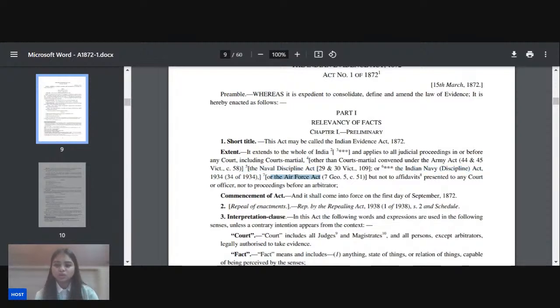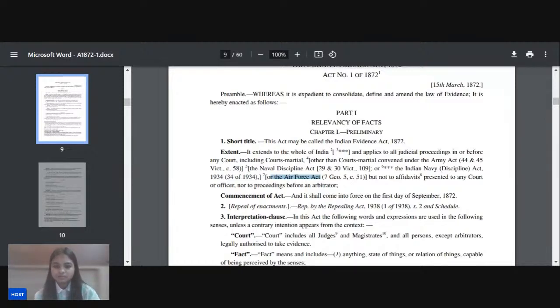So this is excluded. I'm not talking about the difference. There is no difference. Court martials means trial in a military court, but these are excluded from the Indian Evidence Act. The Indian Evidence Act doesn't apply to these areas of court martial, that is Army Act, Naval Discipline Act, Air Force Act, and Indian Navy Discipline Act 1934.